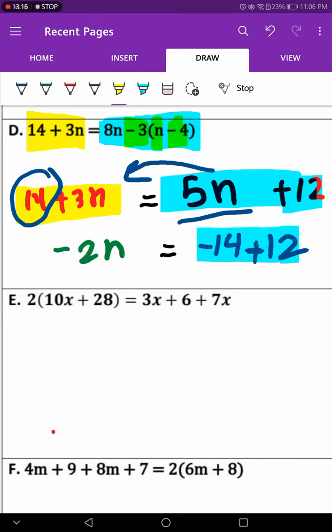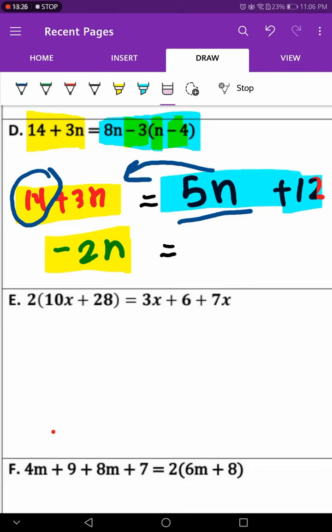So the left side here is negative 2n. And negative 14 plus 12 is negative 2. Negative 2, bravo. Also negative 2n. So it is equal, yeah.